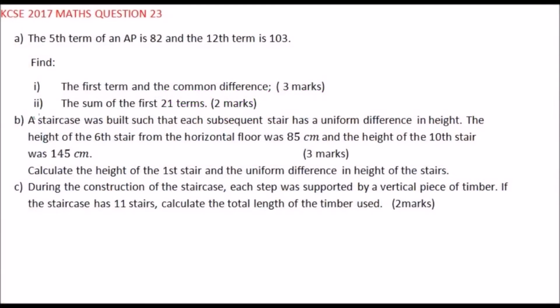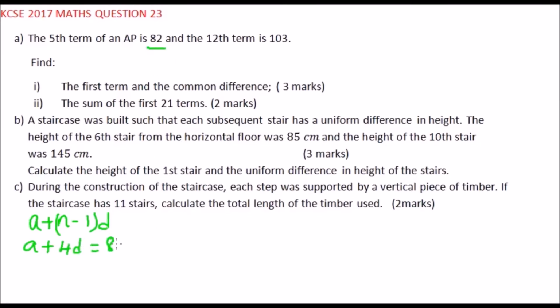So question number 23. The fifth term of an AP is 82 and the 12th term is 103. Find the first term and the common difference. Now, the general format of a term is written like this: A plus n minus 1 into bracket D. So for the fifth term, we write A plus 5 minus 1 is 4, D is equal to 82.